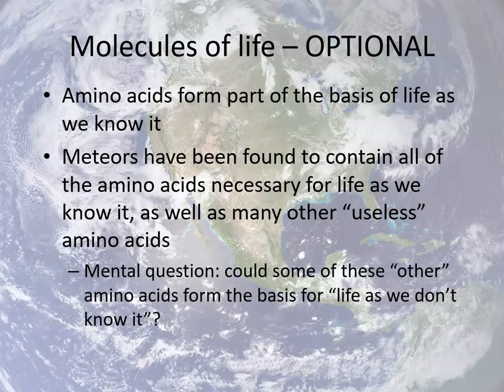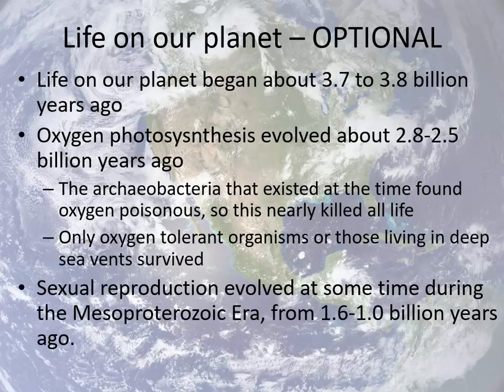But as it turns out, meteors have been found to contain all of the amino acids that are necessary for life as we know it, as well as a whole bunch of other what we call useless amino acids. So you kind of wonder, well, maybe life as we don't know it might make some use of those. Now, on our planet, life began about 3.7 to 3.8 billion years ago or so.